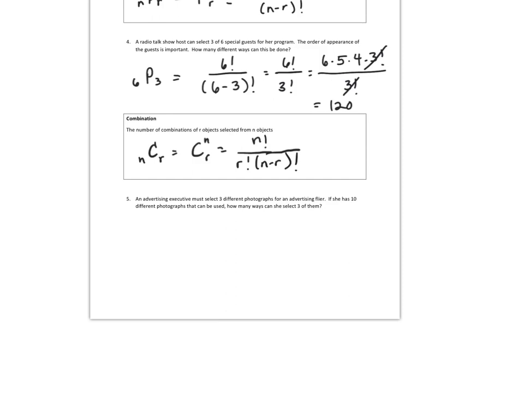Doesn't say anything about order mattering. So it's going to be a combination 10 choose 3. So that's 10 factorial divided by 3 factorial times 10 minus 3 factorial. That's 10 factorial over 3 factorial times 7 factorial. And I'm going to write out that 10 factorial, but I'm going to stop at 7 factorial. 10 times 9 times 8 times 7 factorial over 3 factorial, which is 3 times 2 times 1.